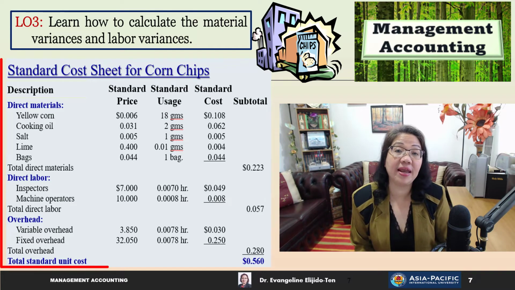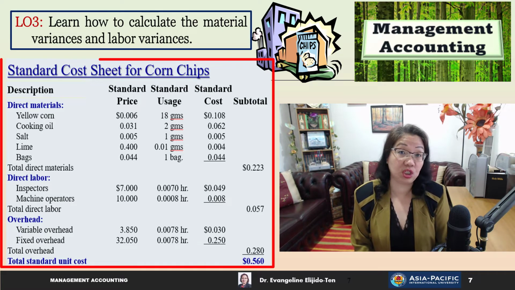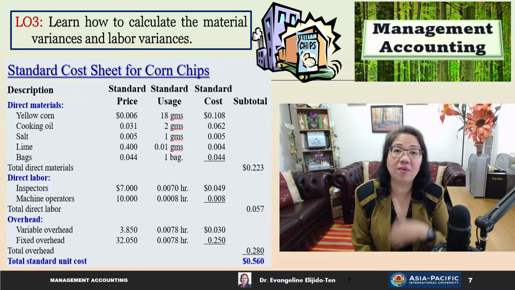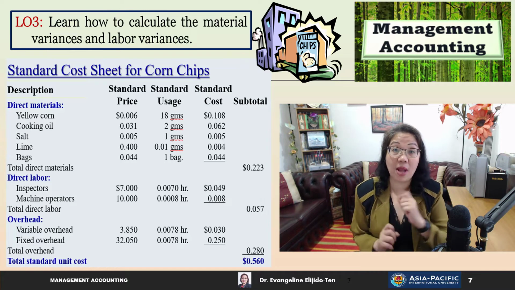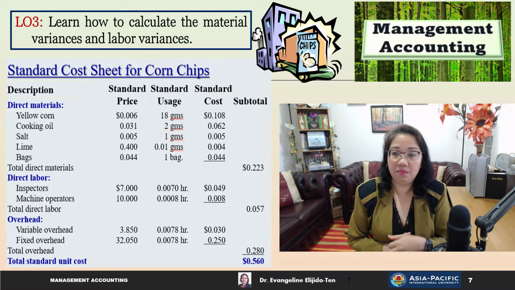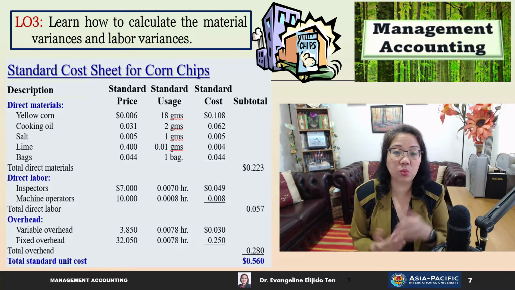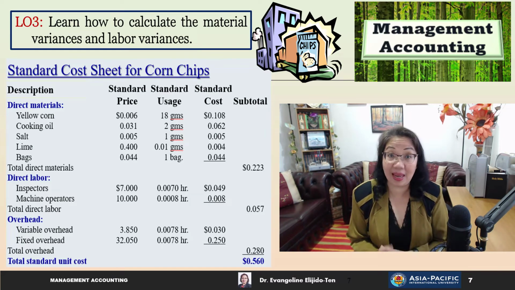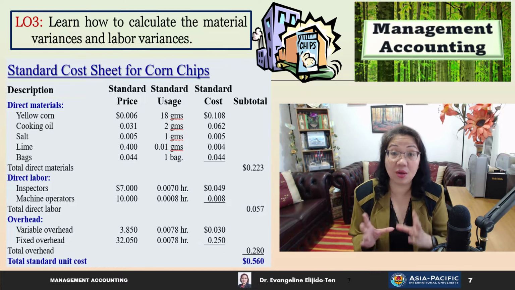Here we are provided with the standard cost sheet for corn chips. It is common for many companies to have different materials for one product. So here, one bag of corn chips will use yellow corn, cooking oil, salt, lime, and of course the bags where they will pack the corn chips.